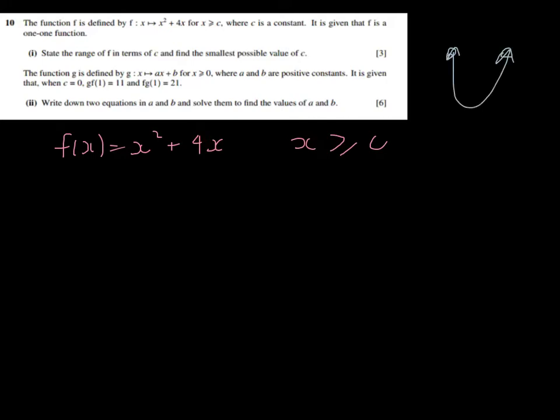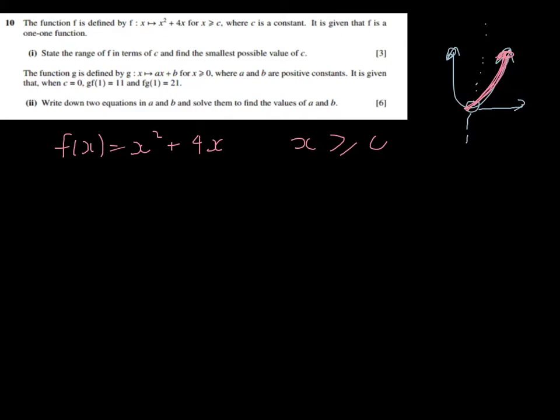And our value of c, for it to be a 1-to-1 function, is going to have to be at the smallest it possibly can be at the vertex, and it can be any value to the right of that. And that would ensure that we've only got this side of the parabola, or it might start a little bit over, but it means that it will be 1-to-1, which is what we want for it to be a 1-to-1 function.